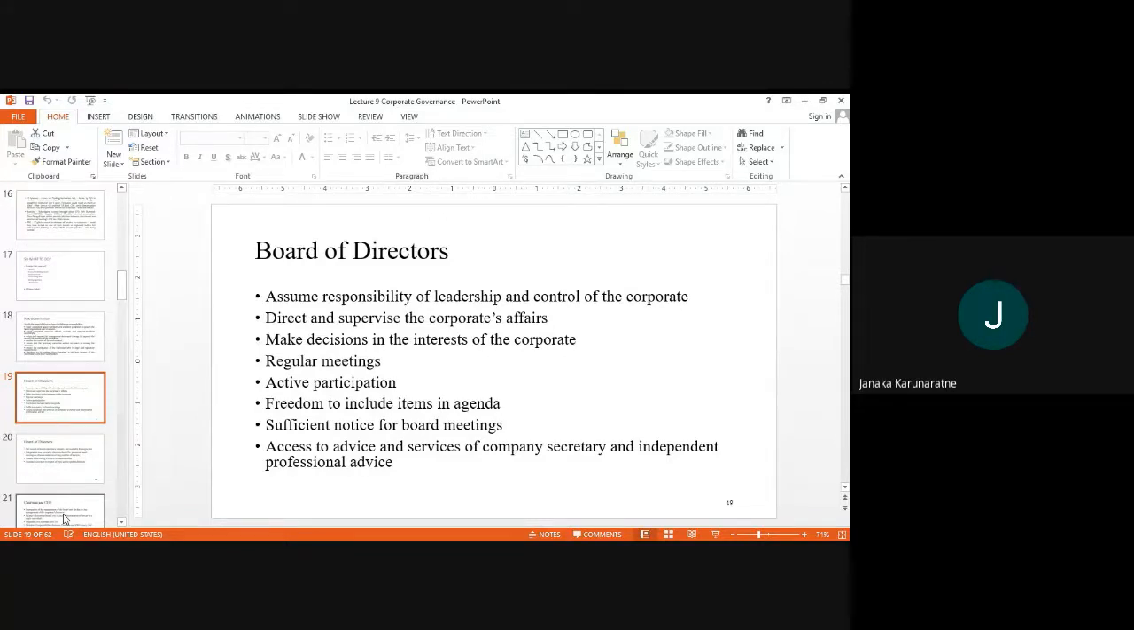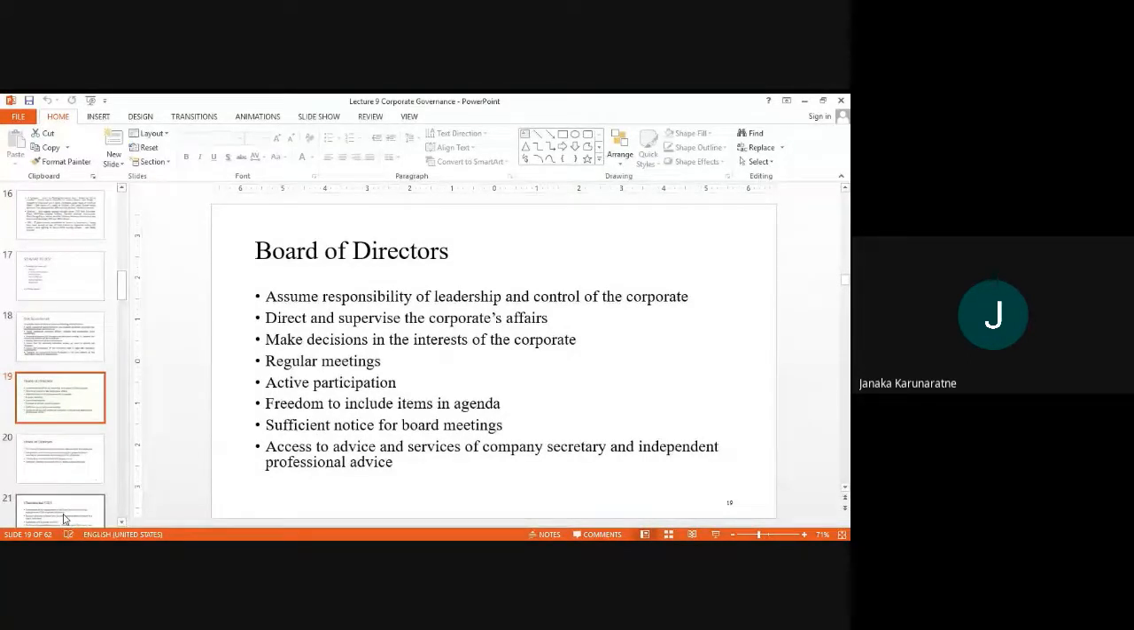And also active participation. Having board meetings and attending board meetings is not enough. So all the members, board members, must actively participate and express their views freely, without any bias, openly. Freedom to include items in the agenda. So the board has independence or freedom to include items in the agenda, irrespective of what management thinks fit.